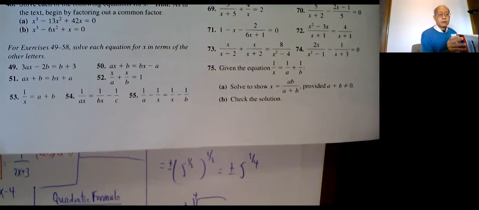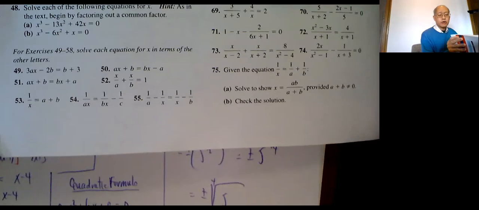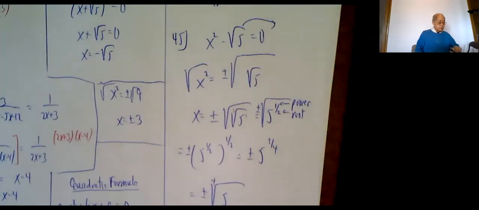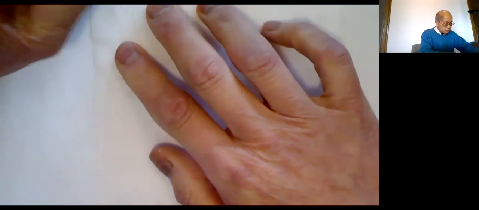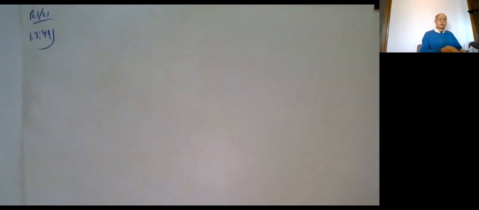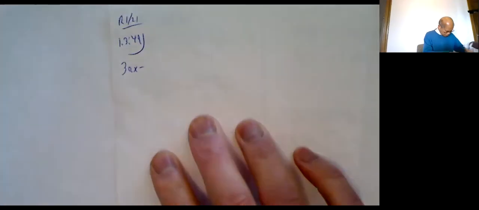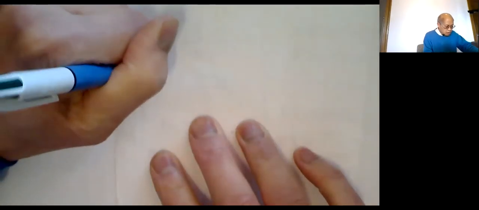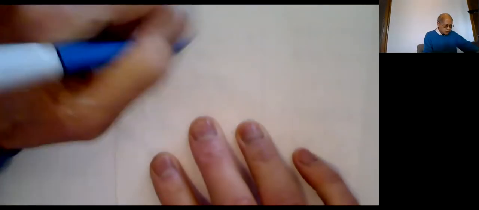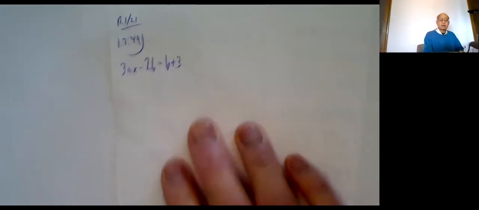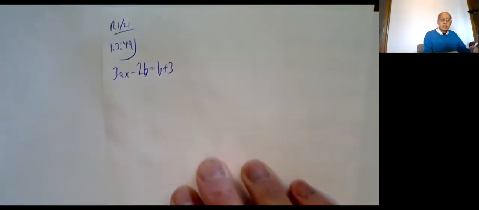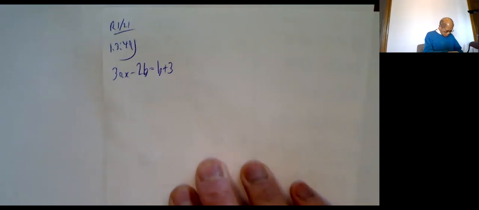So let me try 49. Remember, for this section, it was every other odd. So 49 was one of them, and so is 53. Okay, so 1.3, 49, and don't worry if you ever can't see it. Sometimes I'm writing, but you can't see it, but I'll move it back. Okay, so 49: 3ax minus 2b equals b plus 3. 3ax minus 2b equals b plus 3.